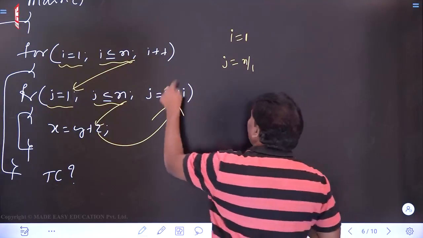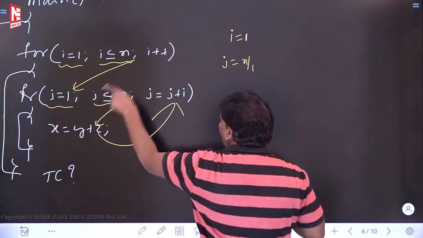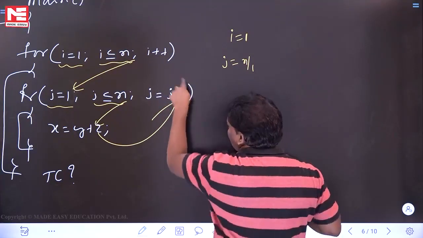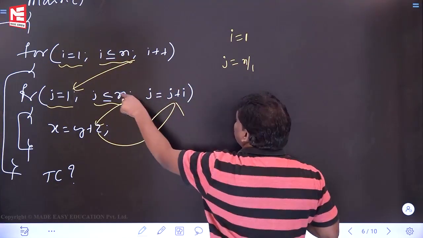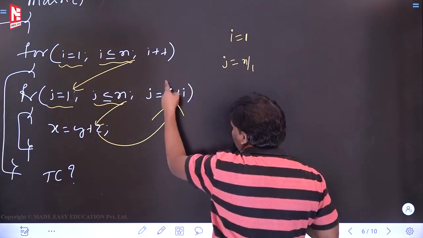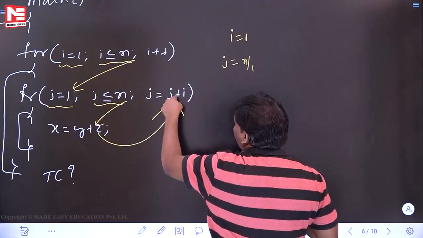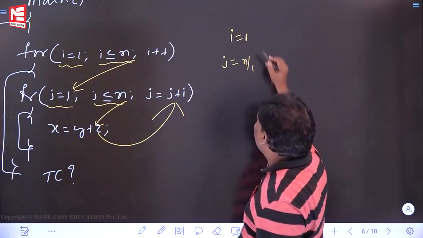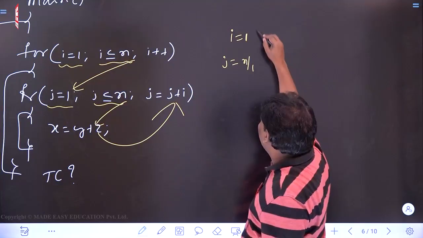Every time, see this one, i value 1, the j loop is running, and plus i will be added. i value 1, plus 1, plus 1, plus 1. For each i value j is going like that. j plus 1, j plus 1, j plus 1, like that it's going on. So for i value 1, the j loop runs this many times.